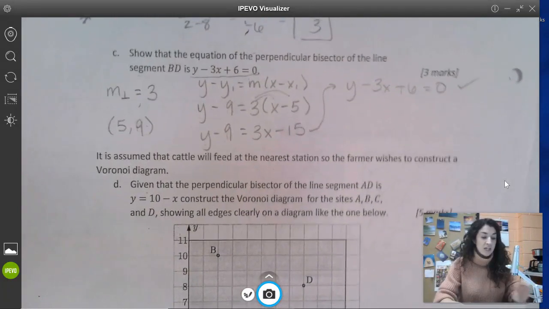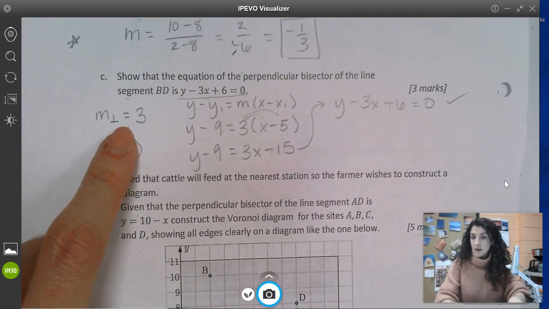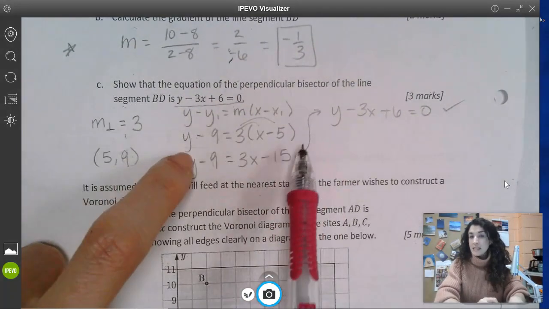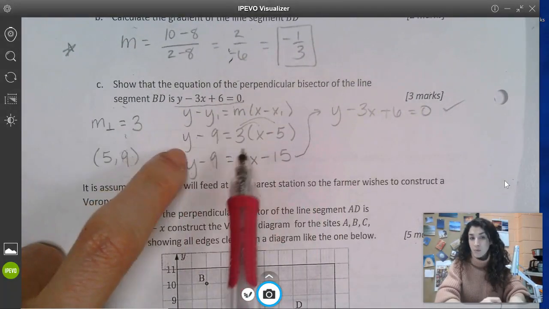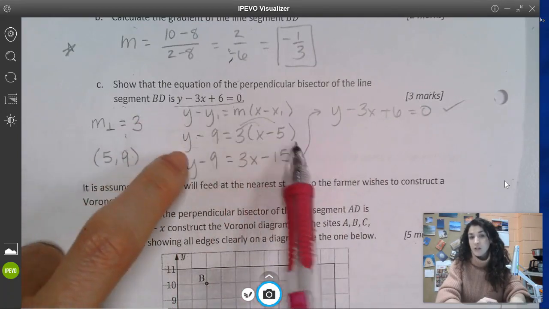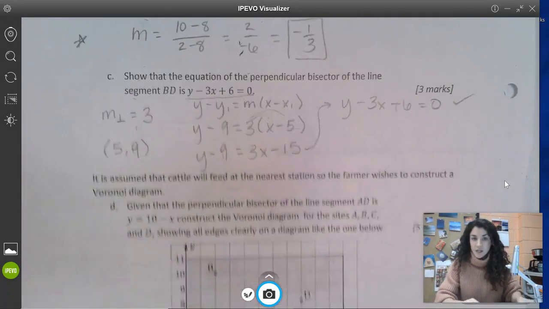Okay. You get a method mark for the perpendicular slope because you didn't find that first. You first found just the normal slope. You then get another method mark for plugging in the point and the perpendicular slope, and then your final method mark to get to the final answer, not just leaving it like this.